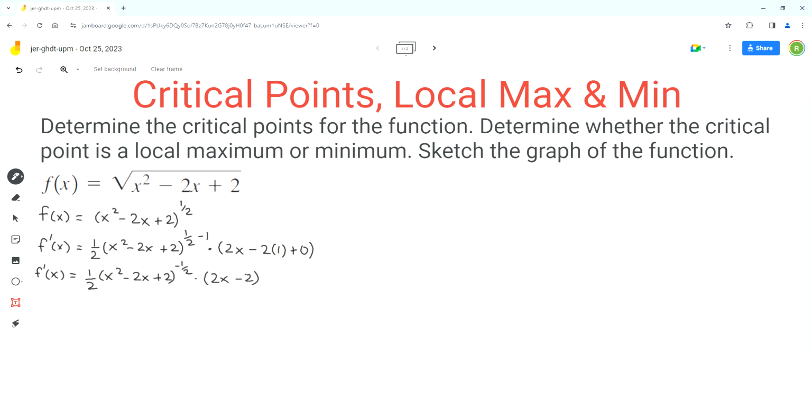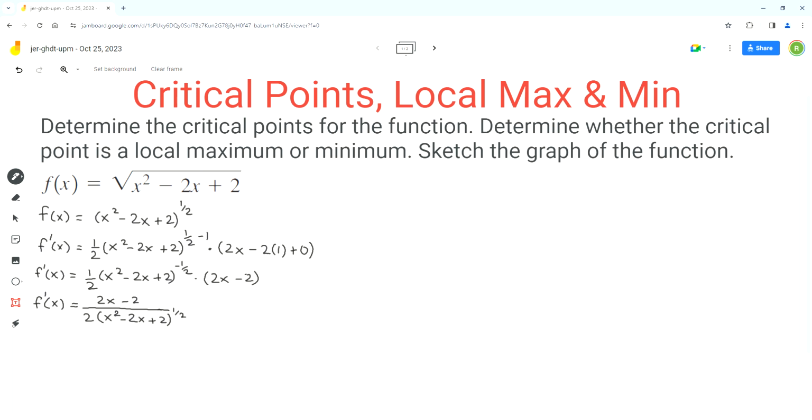2x minus 2. Now in the next step, we can multiply half by 2x minus 2, and we can move the first parentheses to the denominator to make its exponent positive. So we get 2x minus 2 over 2 times x squared minus 2x plus 2, exponent positive half.